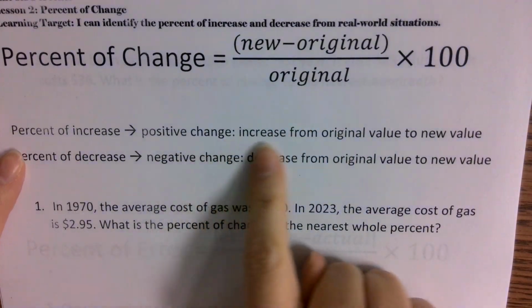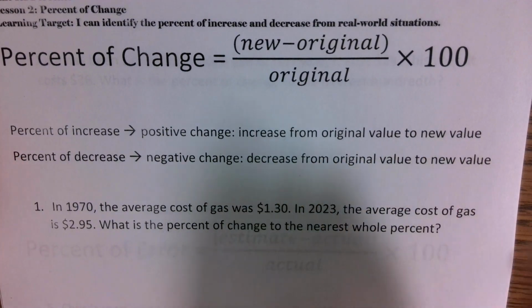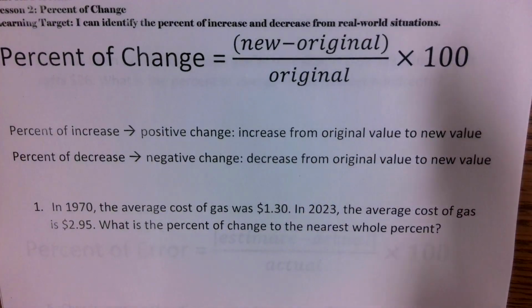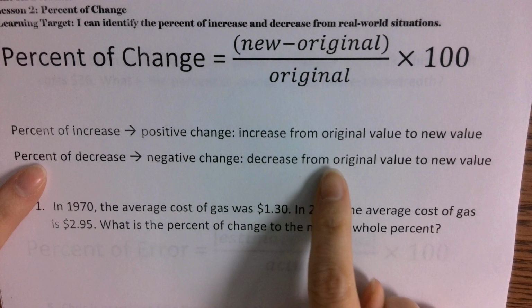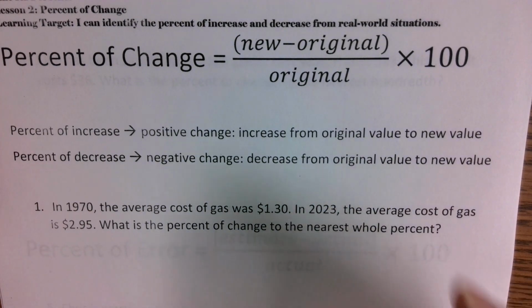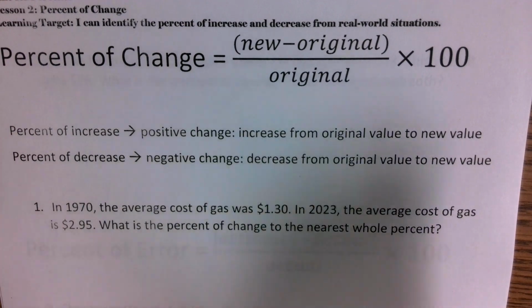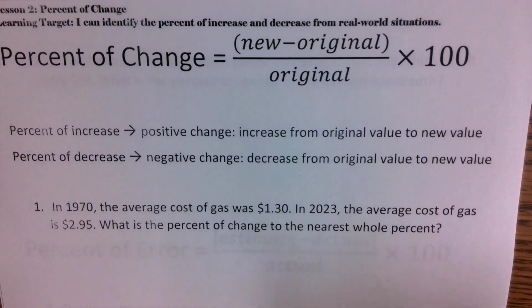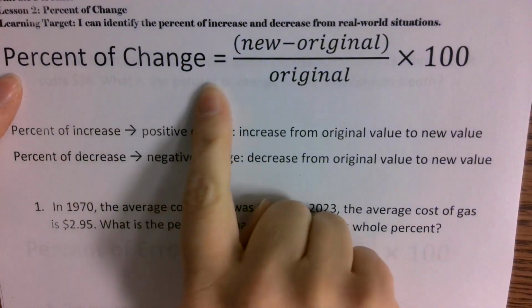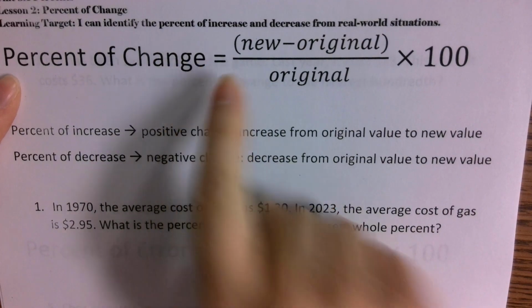So percent increase means that from the original to the new, the change was positive. A percent decrease means that when you go from original to new, the change was a negative change. It means it went down. So like when we talked about price, or maybe your bad behavior choices, maybe those would go down due to certain things. Or maybe your test grades go up because you studied more. Those would be percent of increase. Okay? So percent of change can be found doing the following.